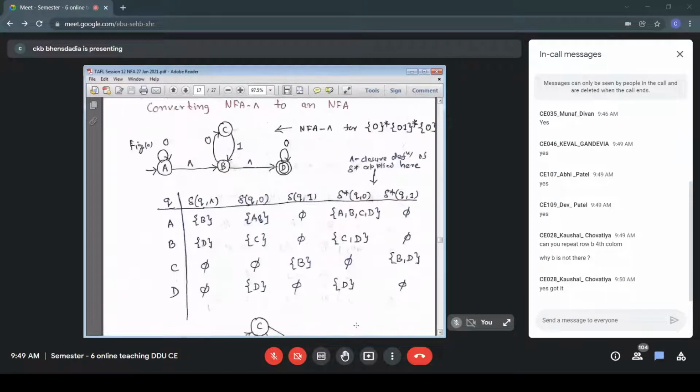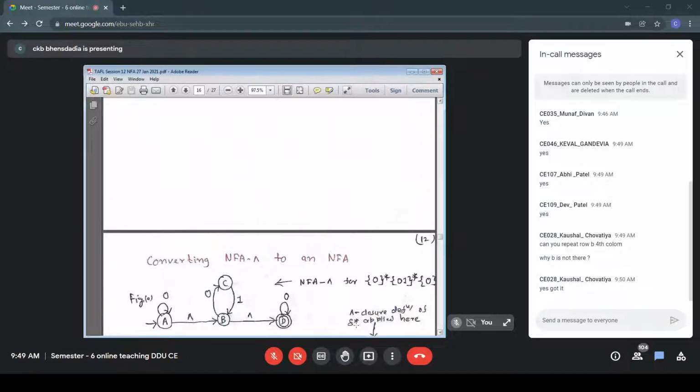In case we are able to reach any accepting state from the initial state using null transitions only, then we make the initial state an accepting state.